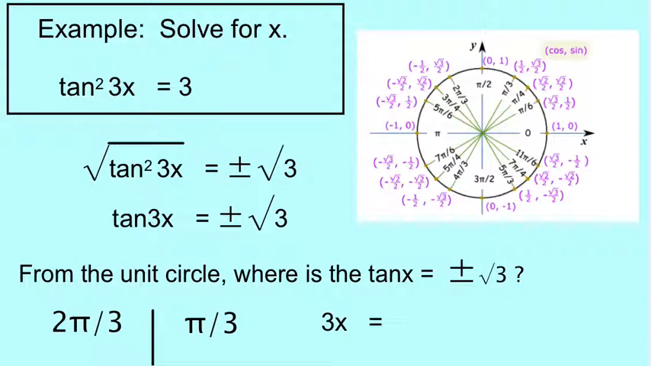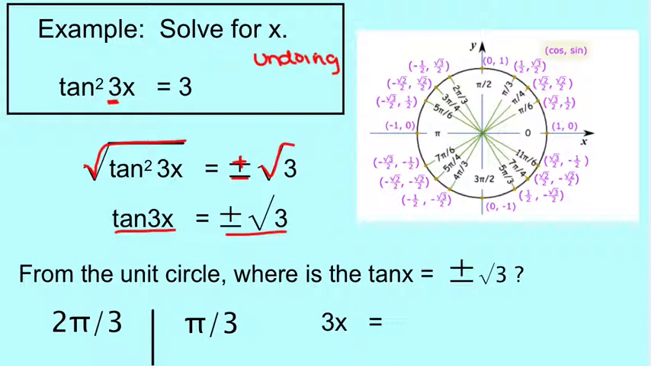Here's a second equation, a little more challenging. So I'm going to ignore this number 3 for right now. We want to solve by undoing. So we're going to undo that squared. So we're going to square root both sides. Don't forget the plus or minus. So we get tangent of 3x equals plus or minus square root of 3.